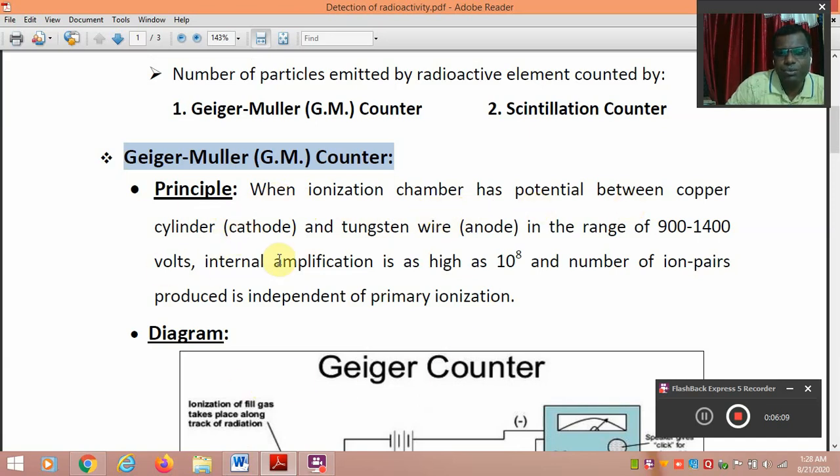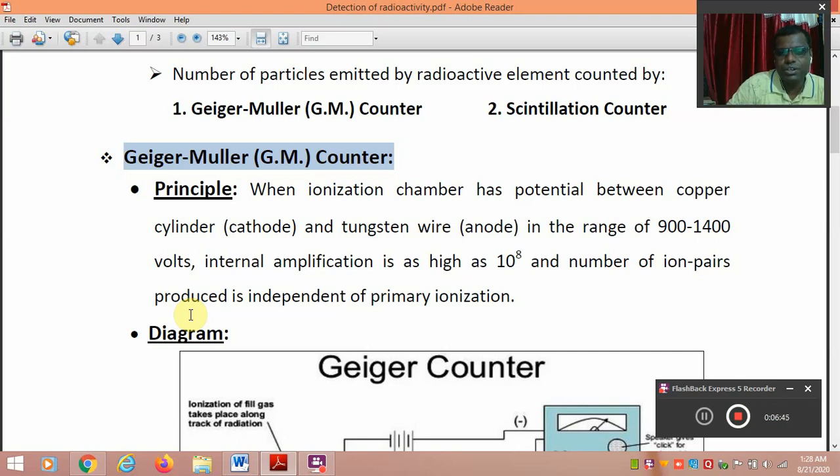a copper cylinder which acts as the cathode and the tungsten wire which acts as the anode in the central part of this tube or cylinder, in the range of 900 to 1400 volt, internal amplification takes place, and this internal amplification is as high as 10 raised to 8 times, and the number of ion pairs which are produced is independent of primary ionization, because in this case the initial number of ion pairs are again responsible for the secondary ionization.